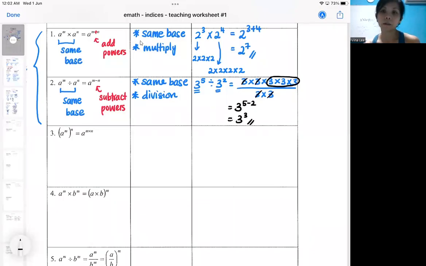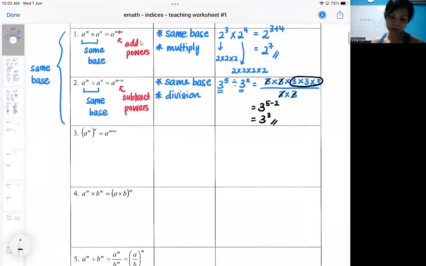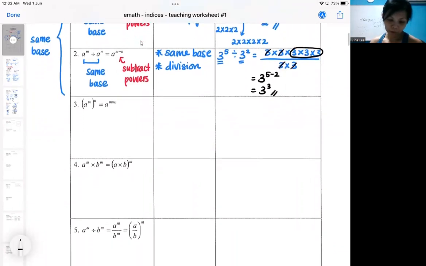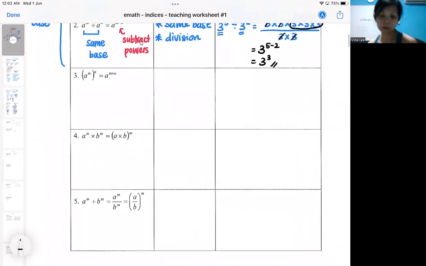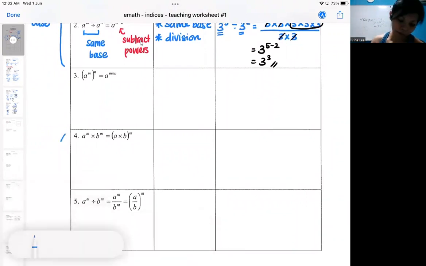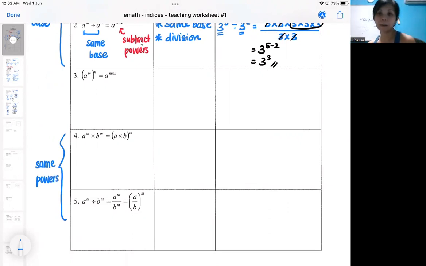We already looked at the first two rules which target same base multiplication and same base division. So right now we're going to look at another group of rules. There will be another 3 rules that I'm trying to introduce you. These 2 rules will be for same powers. So if you see that they got same powers, you come to these 2 rules.